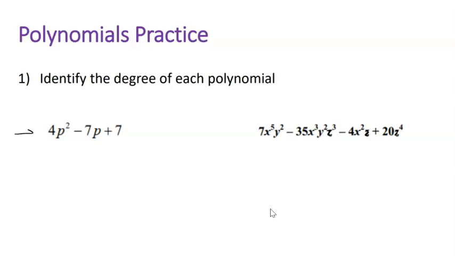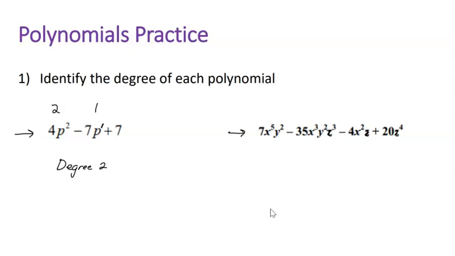So when we look at the first one, we have a trinomial here. 4p squared, p squared means that this is a degree of 2. That's our first term. Negative 7p is our second term. That's a degree of 1, because the variable is to the degree of 1. And then constants don't have a degree. So the first term has the highest degree, therefore this entire trinomial is a degree 2 polynomial.